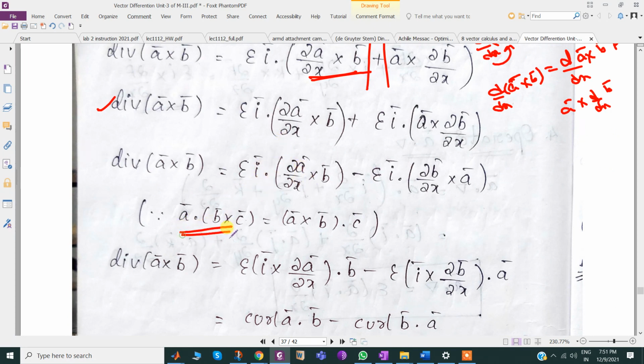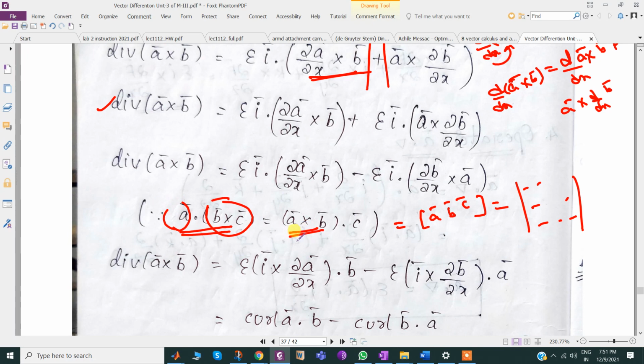See, a bar dot b bar cross c bar can be rewritten, because it was told yesterday that both are the same, which is the box a bar b bar c bar, equal to the determinant of a bar components, b bar components, c bar components. So a bar dot b bar cross c bar can be rewritten here. Since this is a vector, and between two vectors dot product is defined, I may write here a bar cross b bar dot c bar. This is for our convenience, so I want to switch this.